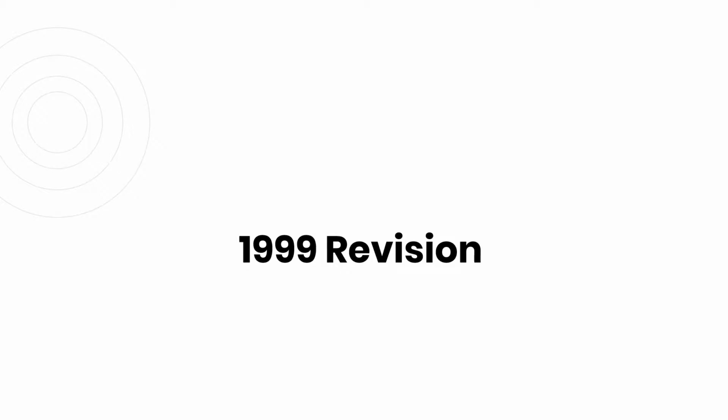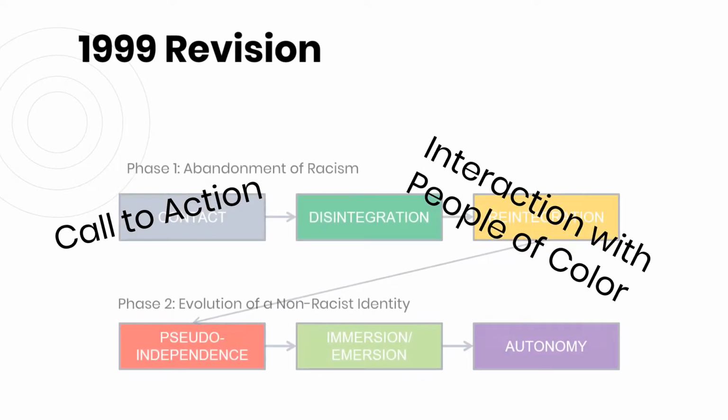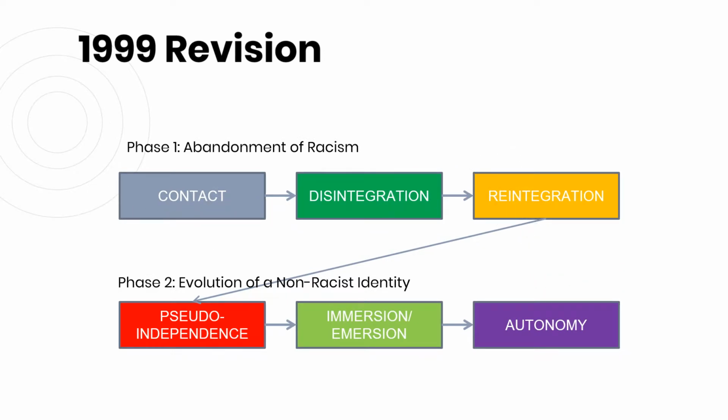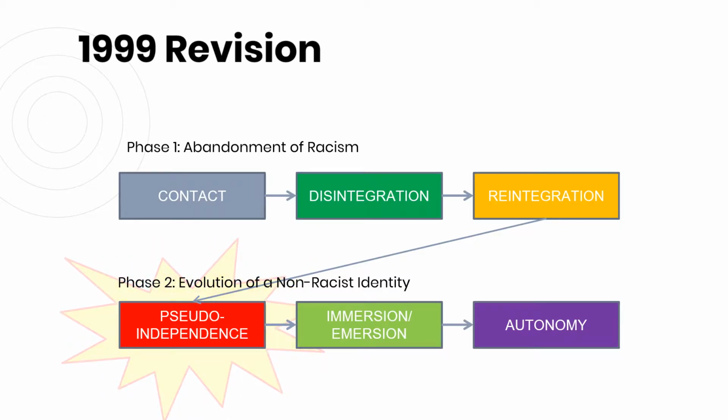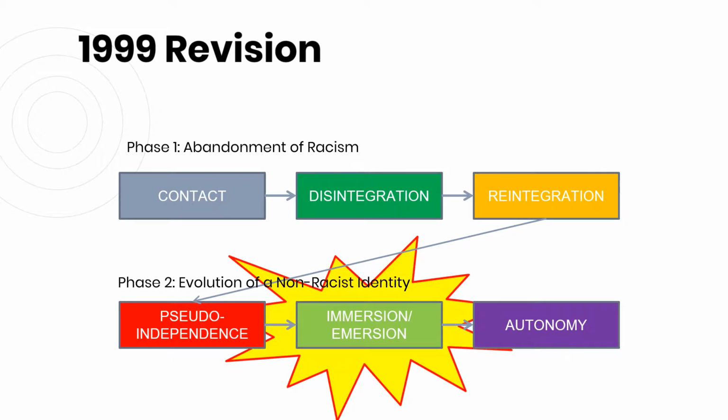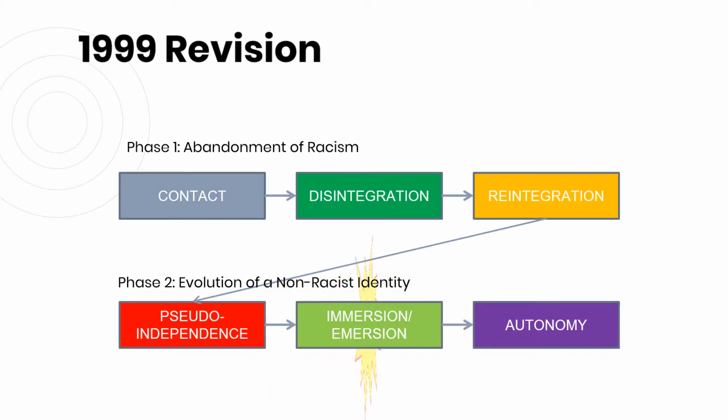In 1999, Helms revised her model based on several critiques, such as needing a call to action and needing interaction with people of color. The revised model took the original 2 phases and expanded them into 6 more evolved phases. In the pseudo-independence phase, Helms addressed the need to have interaction with people of color to confront and uncover racism. In the immersion and emersion phase, Helms created a call to action to have white people get involved with social action. While this updated model did address some issues, there are still areas that can be improved.